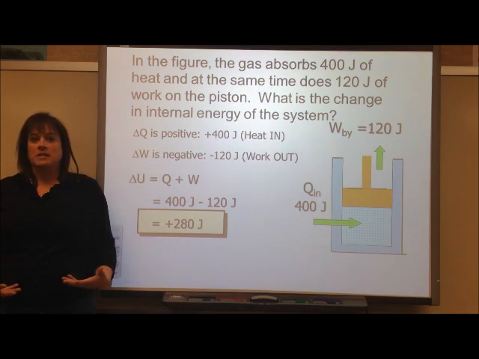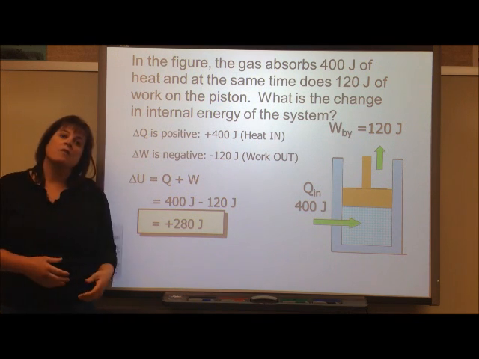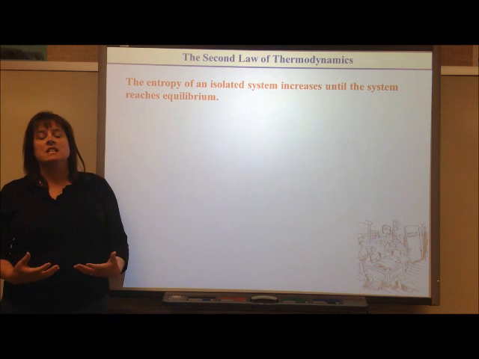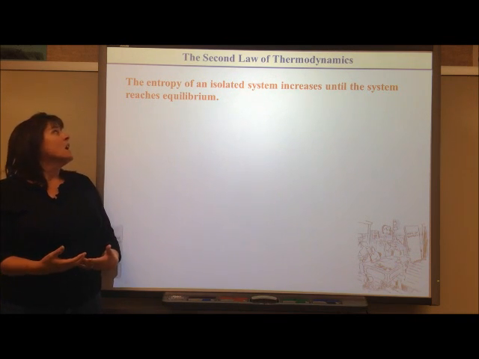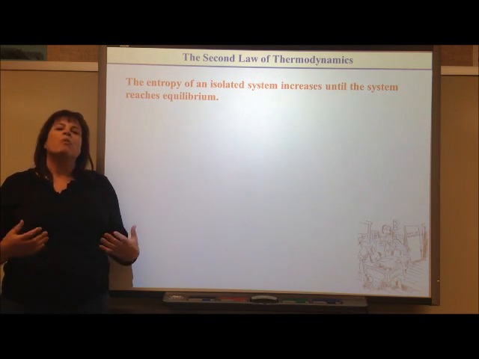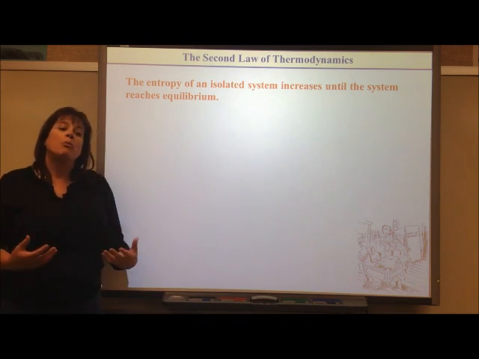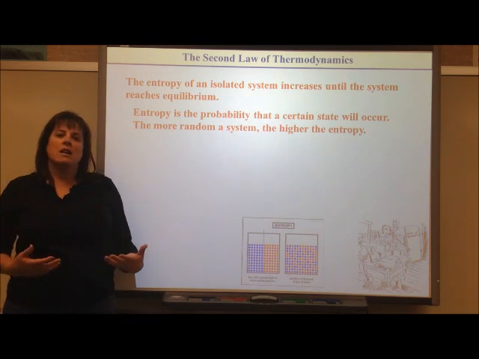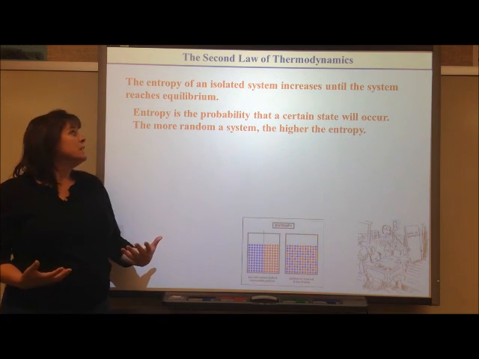So now let's talk about the second law of thermodynamics. The second law of thermodynamics says that the entropy of an isolated system increases until it reaches equilibrium. Entropy is about the randomness of the system, or how probable a system is to occur. So another way we can talk about entropy is in terms of probability.